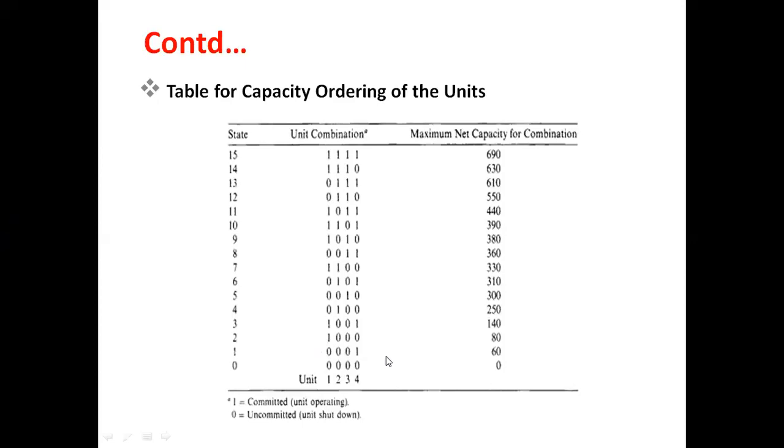When unit 4 is alone, it is 60 megawatt capacity. When unit 1 is alone, at state 2, it is 80 megawatt capacity. So in this way, the maximum net capacity for all the combinations is calculated.